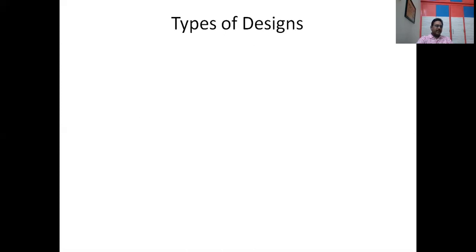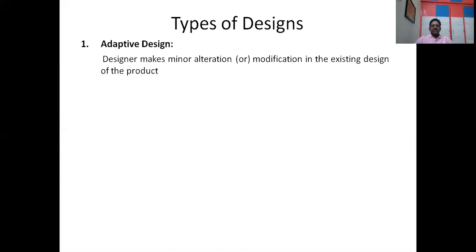So, what are the various types of designs we have? We have three types of designs. We will go one by one. One is adaptive design. What do you mean by an adaptive design? Making minor alterations or modifications in the existing design of a product is called adaptive design. So there will be an existing design, and we will get a new design by altering or modifying the existing one.